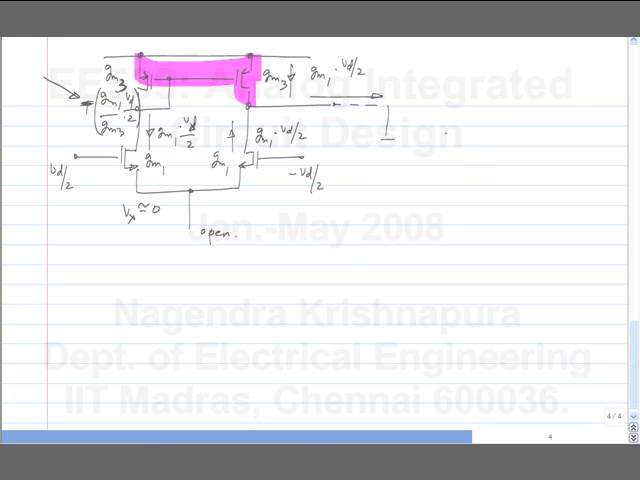So the output current will be GM1 times VD. So the transconductance of the differential pair with the current mirror load is the transconductance of one of the input transistors, okay, in the quiescent condition. Now, what's the result if I include GDS to all the transistors? What will happen?